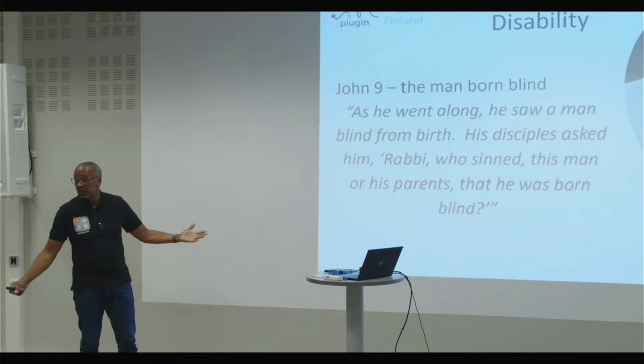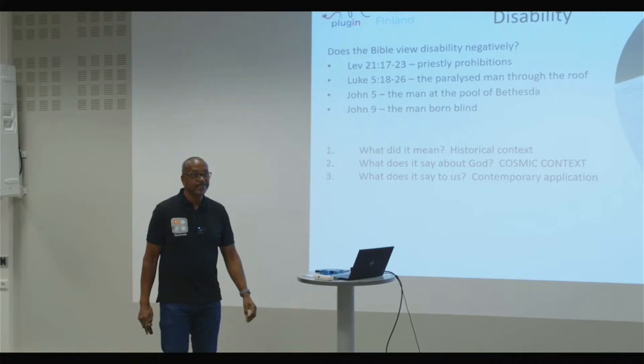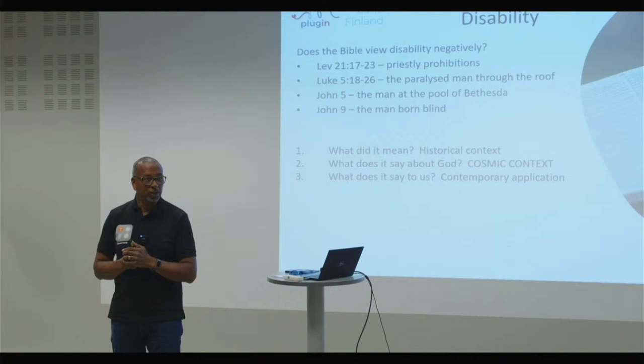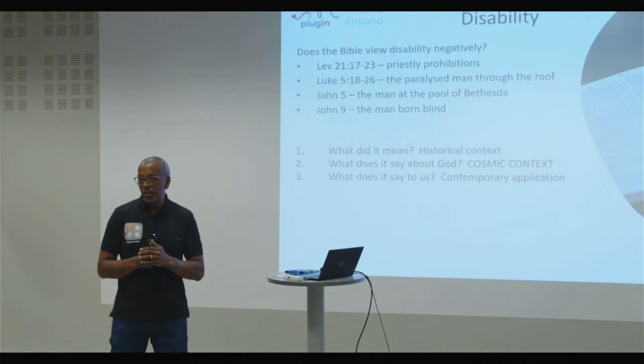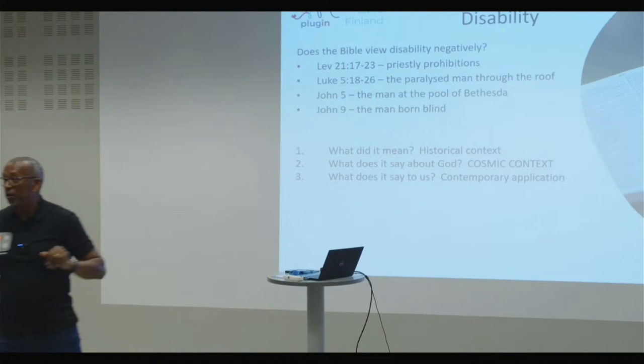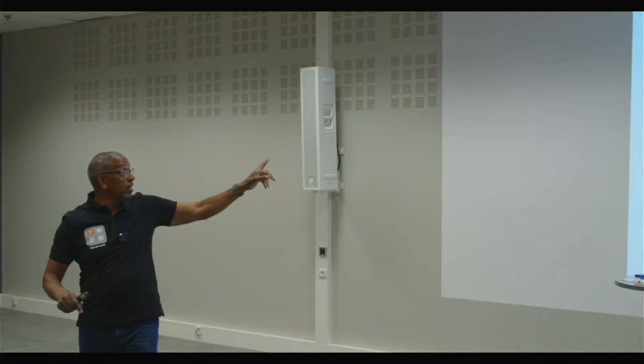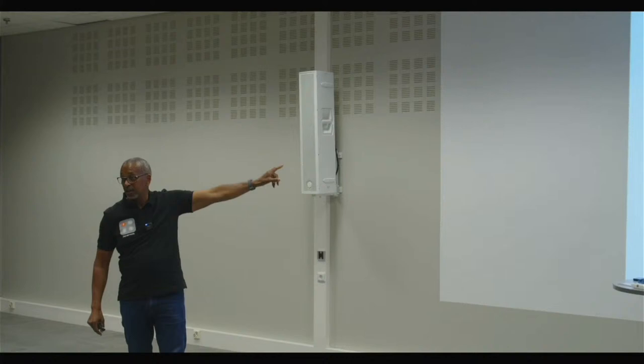So, here's some work for you to do. I'm going to divide you into four. So, let's say the priestly prohibitions, the first half of the room here. Read that and then ask those three questions. See how you would answer those three questions based on that. You could do it in your smaller groups, but you're working on that text, okay?